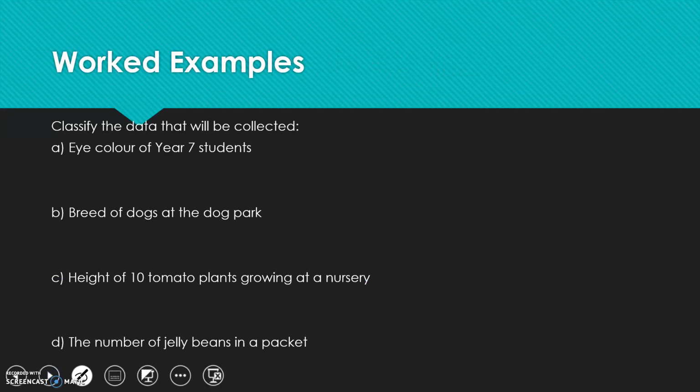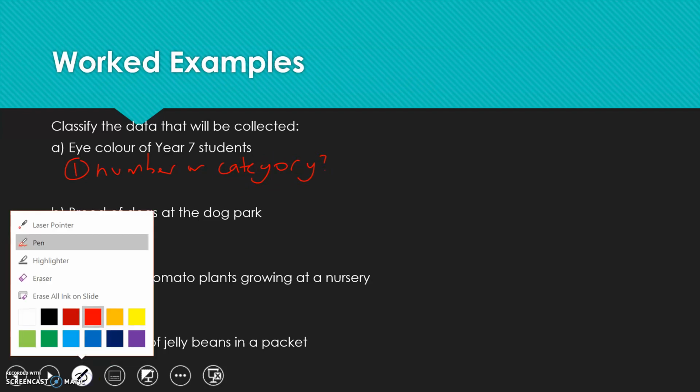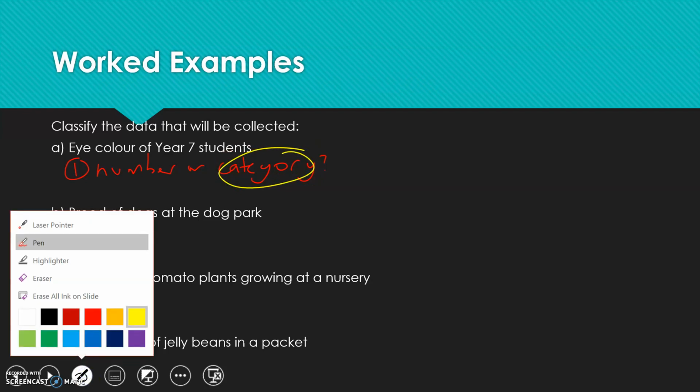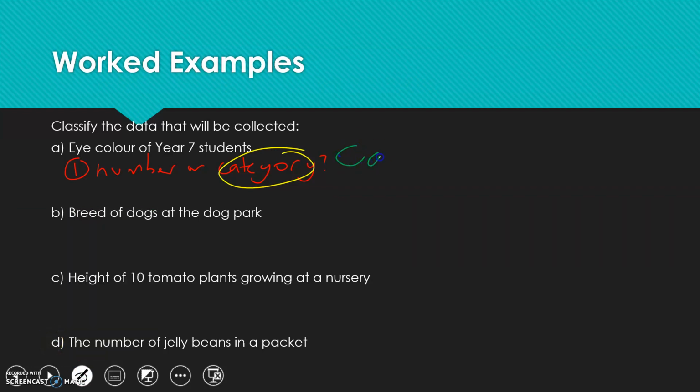Okay, so our worked examples for classifying data. Our first one here is the eye color of Year 7 students. The first thing you ask yourself is, is it a number or category, with the data that's being collected? Now this one here is a category, because eye color, blue, brown, that kind of thing, that's not a number, that's a category. So therefore, this type of data is going to be categorical.